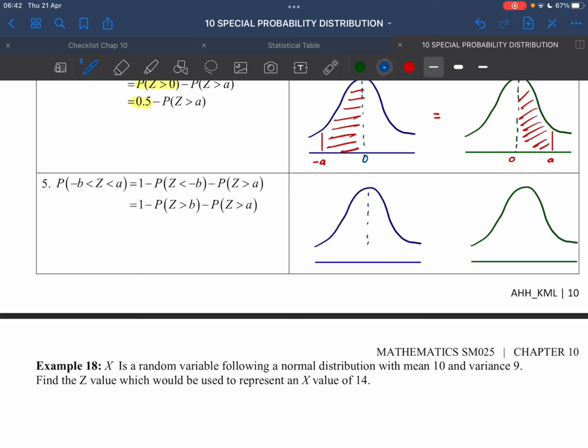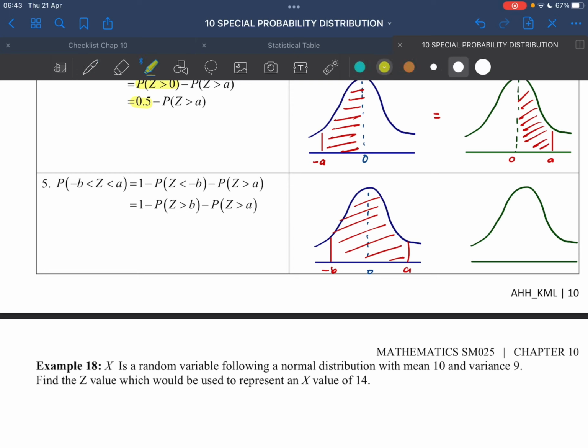So this is our 0. Negative B is on the left hand side and positive A is on the right hand side. Okay, so this is the area that you want. Are we going to change or shift this area? We cannot shift. The only thing that we can do here is we are going to minus.